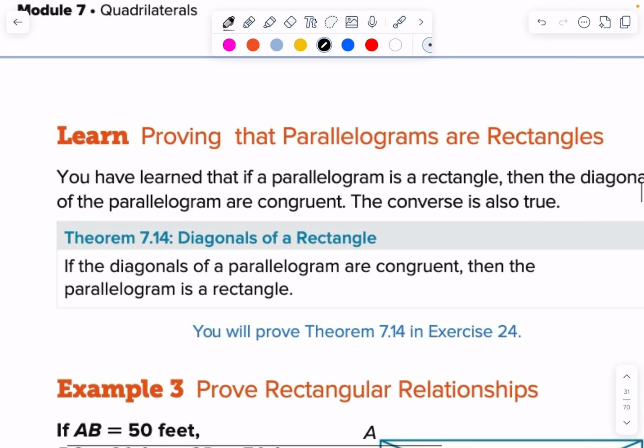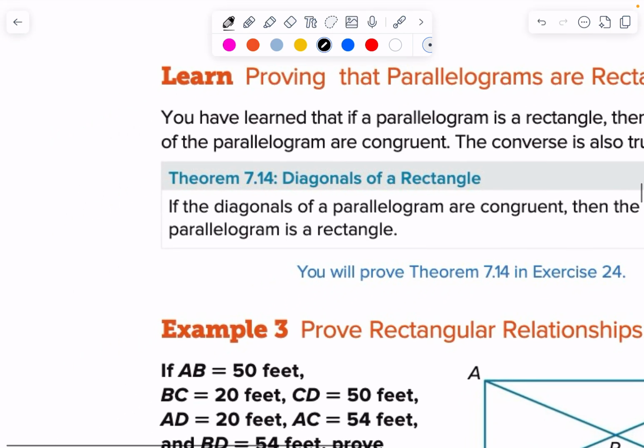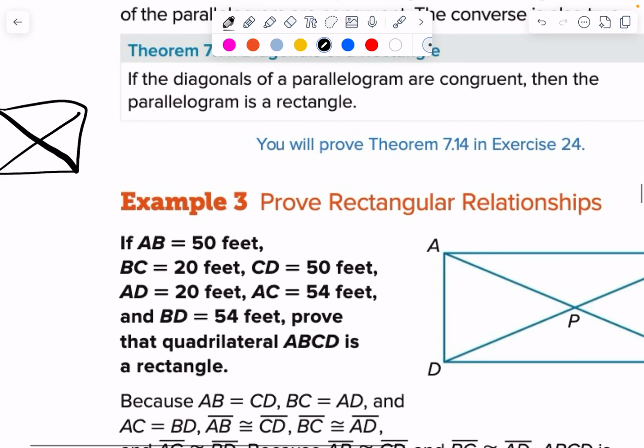Diagonals of a rectangle. If the diagonals of a parallelogram are congruent, then the parallelogram is a rectangle. We just talked about that, okay? And that's why my husband, every time he's framing a house or doing anything rectangular, he always measures the diagonals. And if that's true, then it's not slanted like a parallelogram is. It's upright like a rectangle, okay?